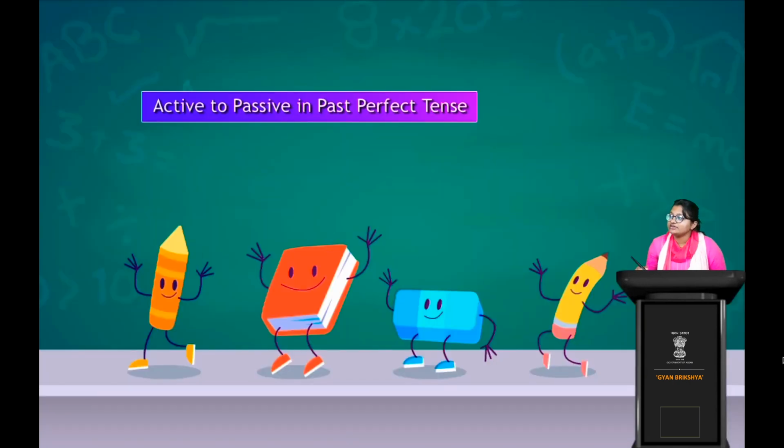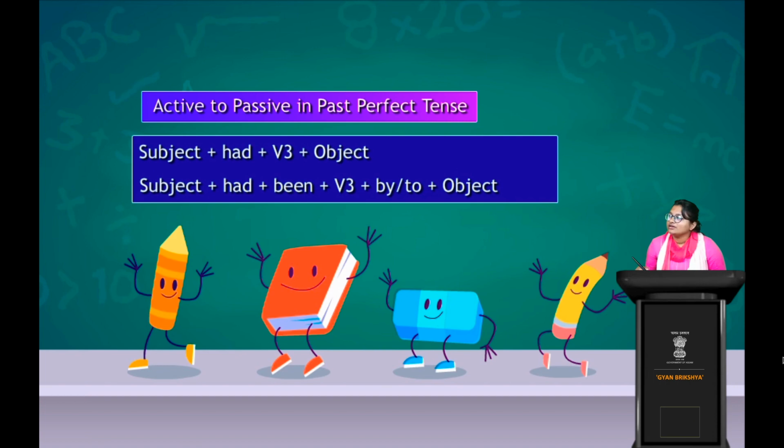Let's see what we have next. We have done past indefinite, we have done past continuous, now let's look at past perfect. This is again the sentence structure in case of past perfect tense. So let's move ahead and let's see.